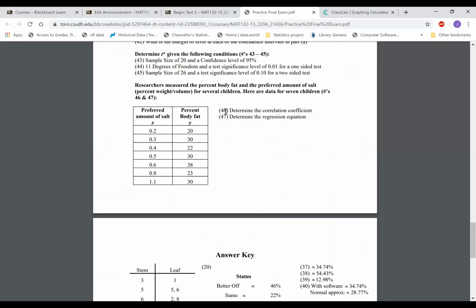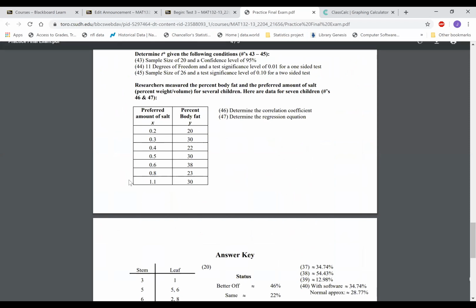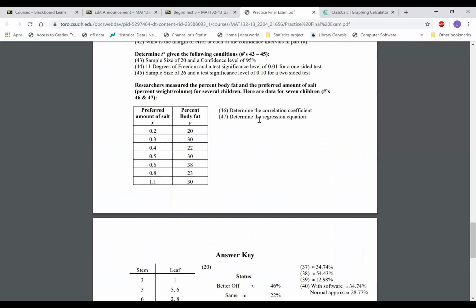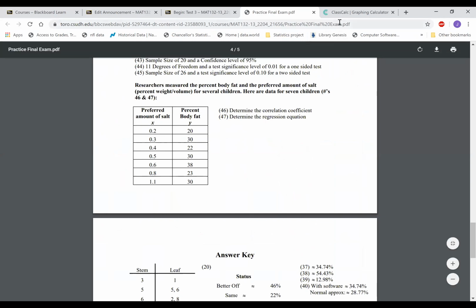If you look at 47, you have a bivariate data set. A bivariate data set just means you have two data sets, your X data set and your Y data set. What you want to do is determine the regression equation. For this one, you could do this on your TI-84, but we could also just do this with ClassCalc. So I'm going to go ahead and do this in ClassCalc.